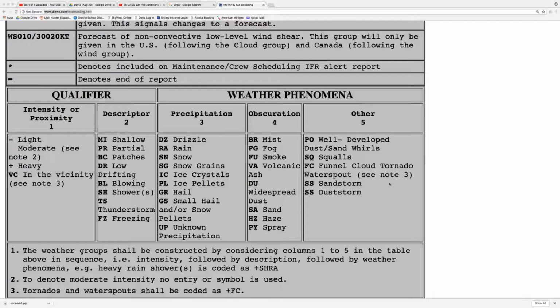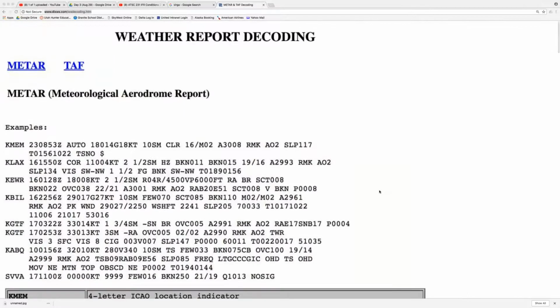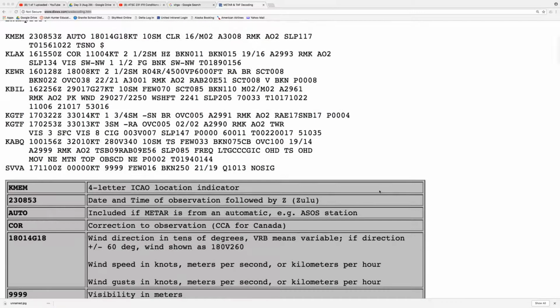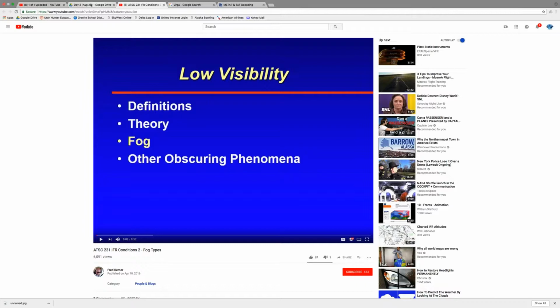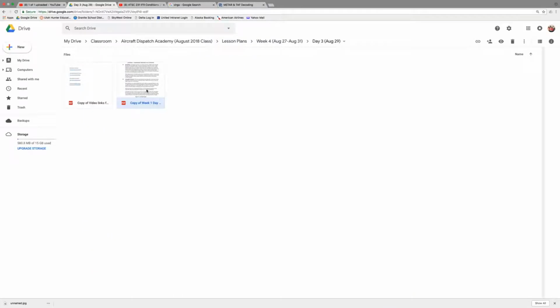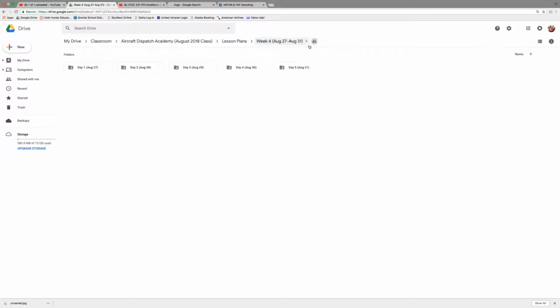But yeah, super, super important. Start looking at this because you guys are going to do a lot of METAR decoding. We'll help you guys. But that pretty much ends the stuff from last night.